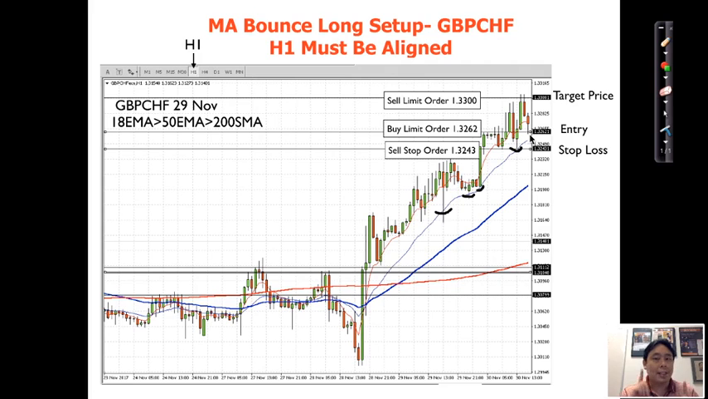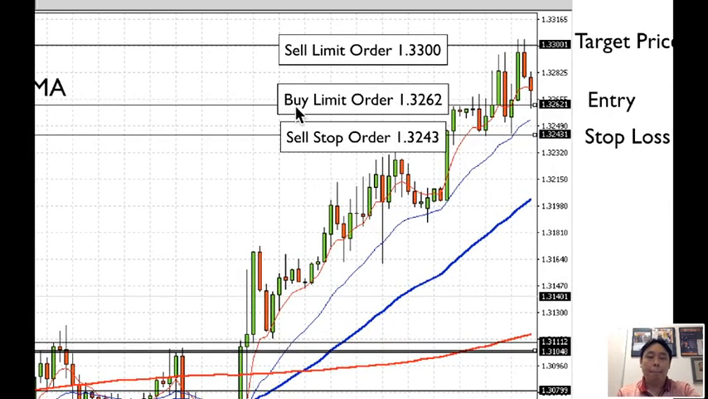All right, notice something interesting. On the 15-minute candles, the 50 EMA was the support. But when you change to the hourly candles, it becomes the 18 EMA. And that is the ideal scenario, when the 15-minute candles have a support and the hourly candles have a support as well on a different moving average. That is an ideal situation. So again, my buy limit order is at 3262, my stop loss at 3243, my profit target at 3300.